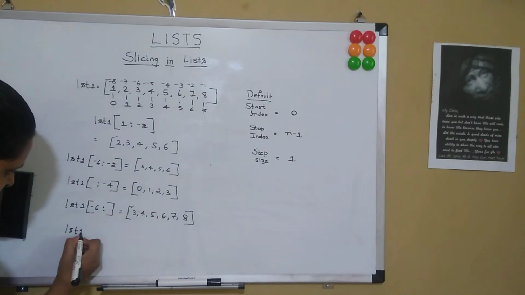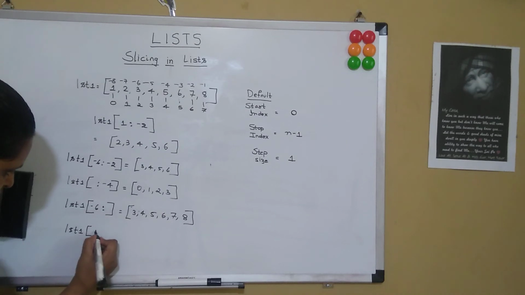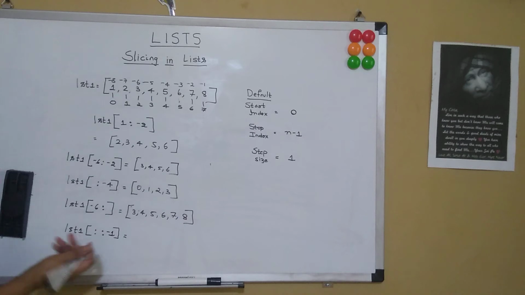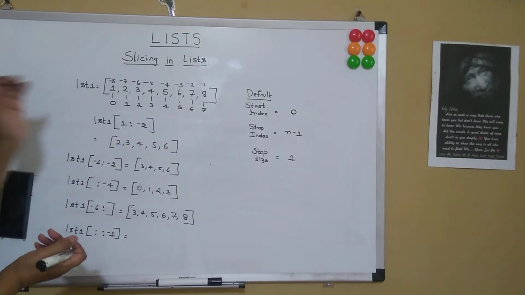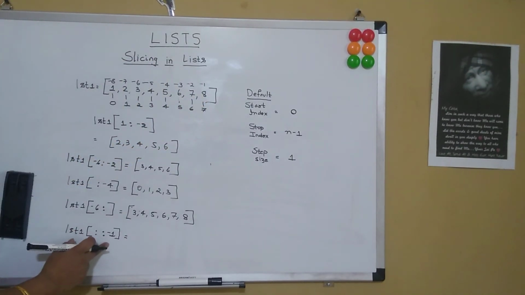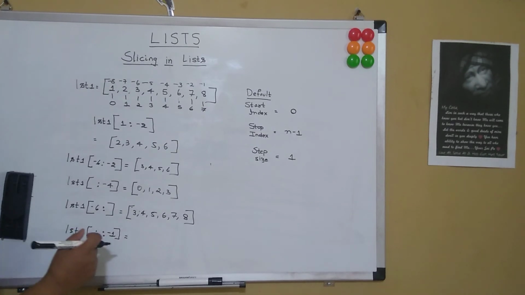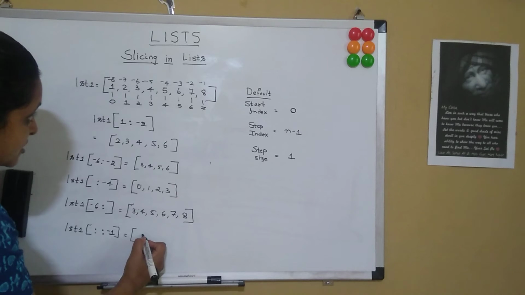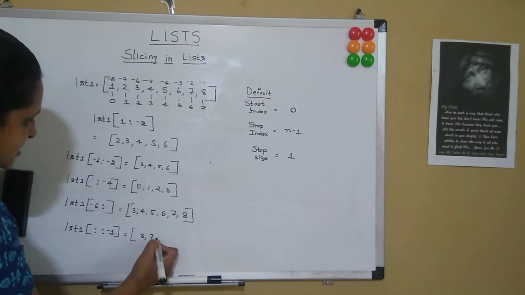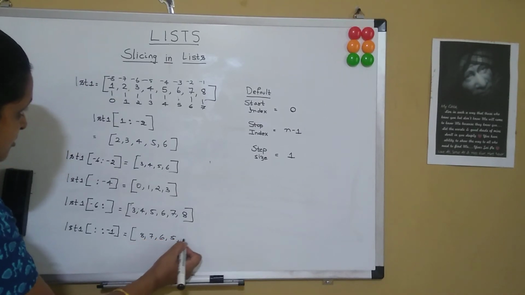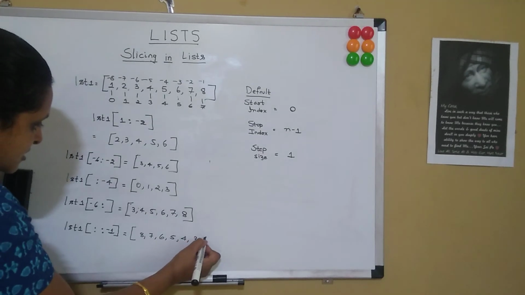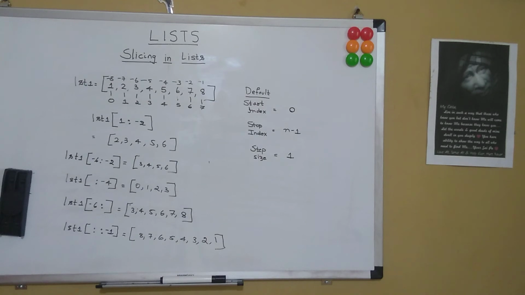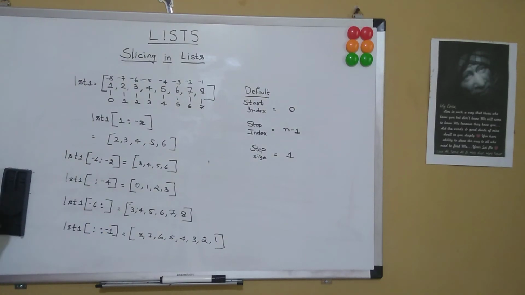Now if I say LST1 of colon colon minus 1, it will print in the reverse order. Because the step size is minus 1, it will print the elements in the reverse order. So it will print as 8, 7, 6, 5, 4, 3, 2, 1. So it will print the list in the reverse order.